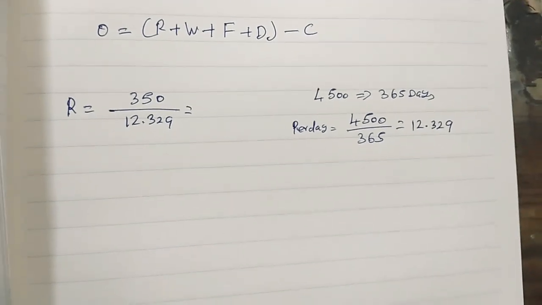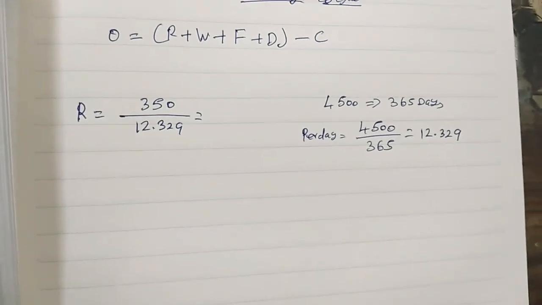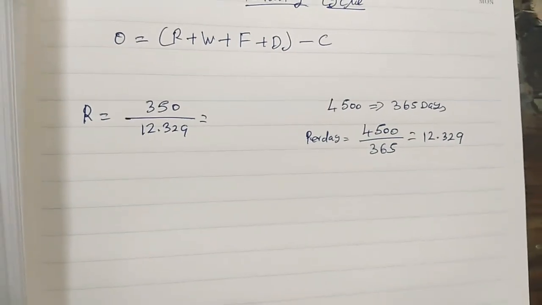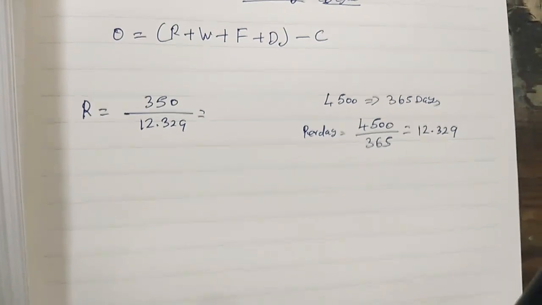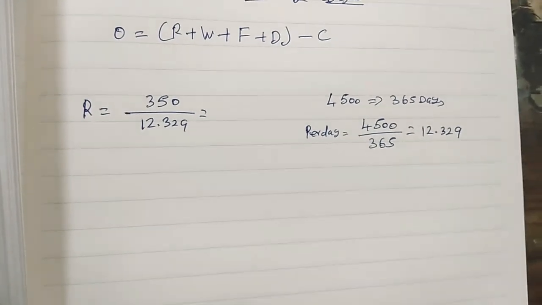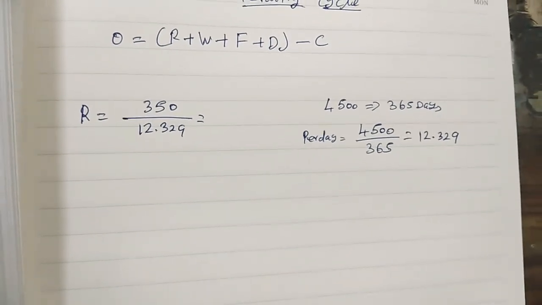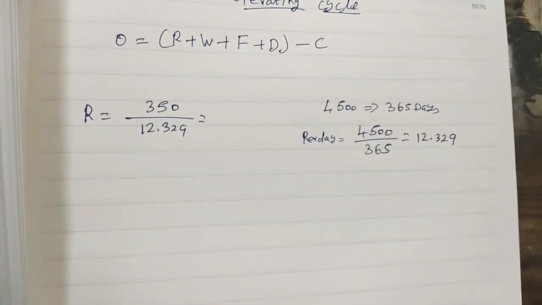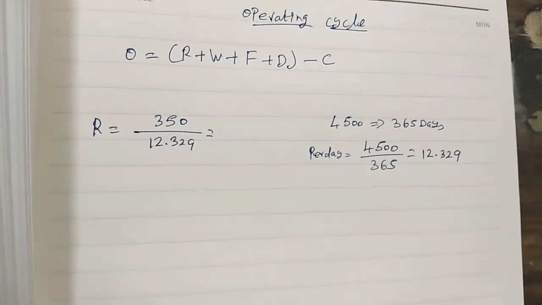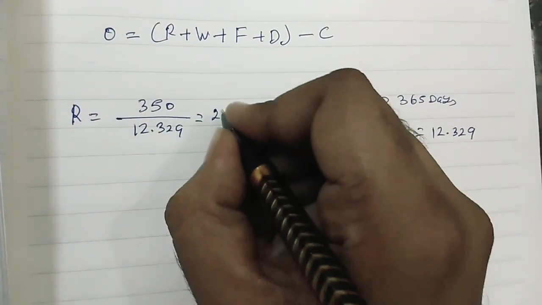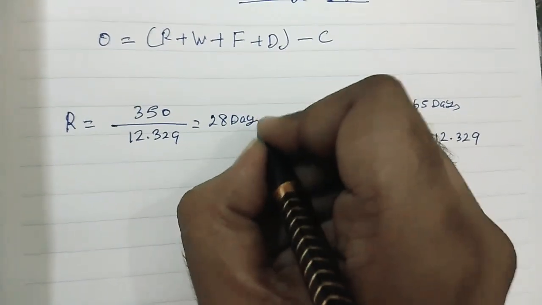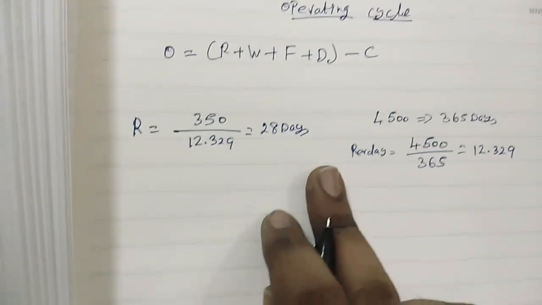Take the calculator. Calculate 350 divided by 12.329. That is 28.388. You can round off the answers, but do not round off the calculations. So approximately 28 days. So raw material is 28 days.